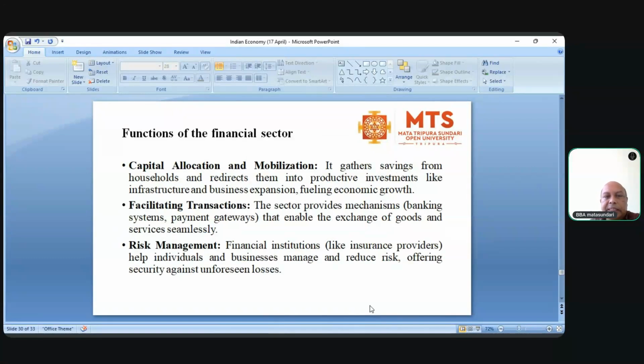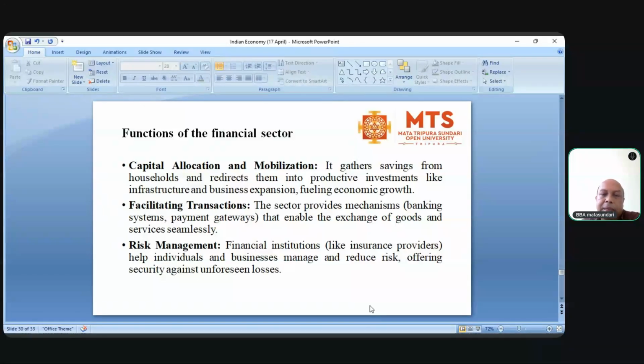Functions of financial sector in India. Here I will discuss the main functions or activities of the financial sector. The first main activity of the financial sector is capital allocation and mobilization. The financial sector is basically involved in collecting funds from common people and distributing those funds to common people. It means common people can save their money in banks or other types of financial institutions, and can also collect funds in terms of capital or credit from banks when they need it.